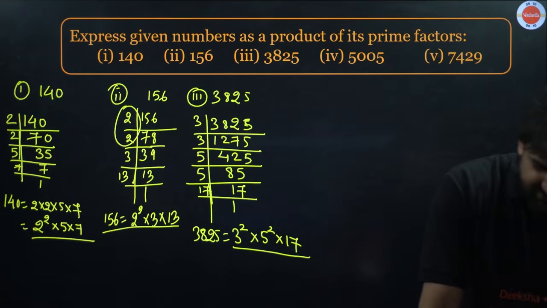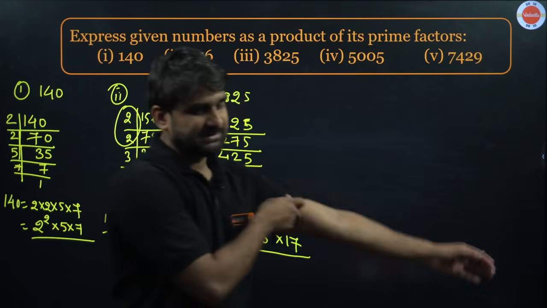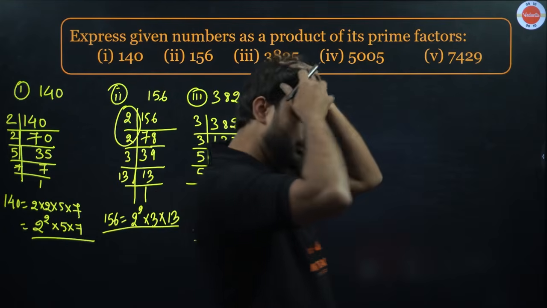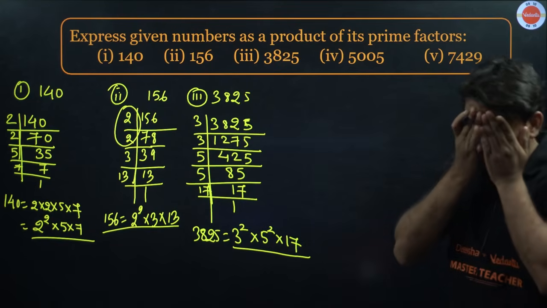I hope this is clear to you all champions. 3 square, 5 square into 17. Now moving to the next question.